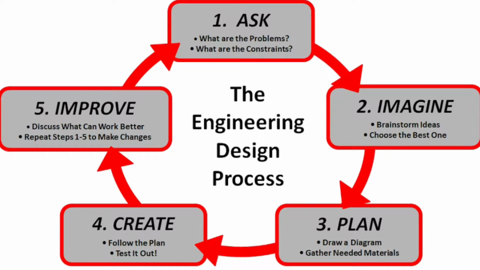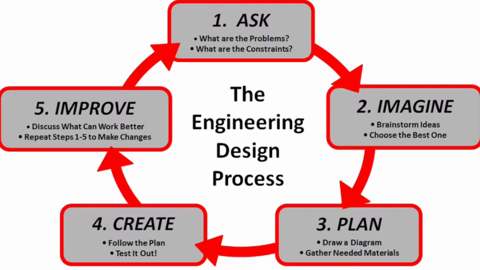There are a total of 5 steps to the engineering design process. The first step is to ask: what are the problems that we need to solve? What are the constraints? The second step is to imagine. Brainstorm all your ideas and choose the best idea that you have.